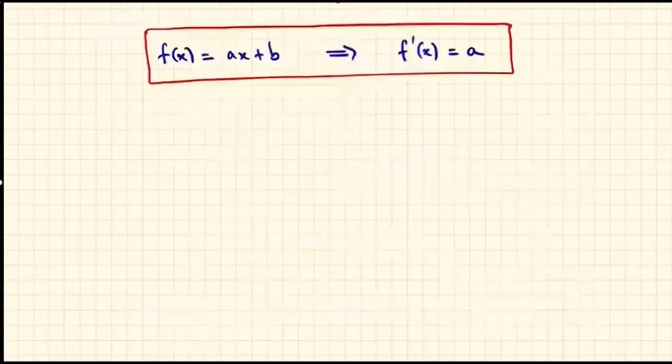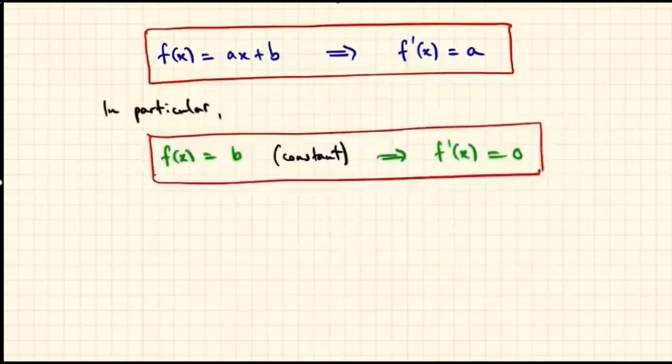In particular, if a is equal to 0, so that f of x equals b, which is a constant function, then the derivative is 0. If f of x equals x, then the derivative is 1.